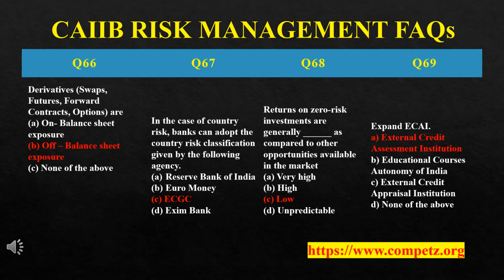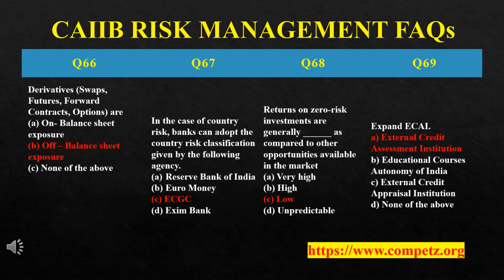Why? Because ECGC provides country risk classification on which basis? You should remember, this is a main term. It provides the classification on 3 months basis for use by the banks. That is on the quarterly basis. So quarterly basis they have been providing the classification for use by the banks.